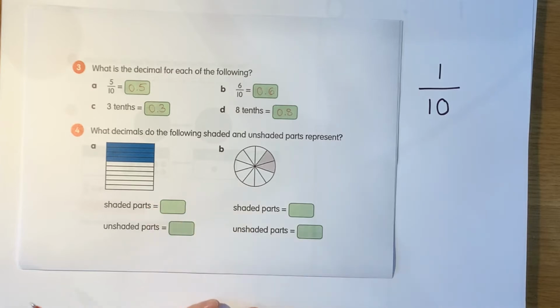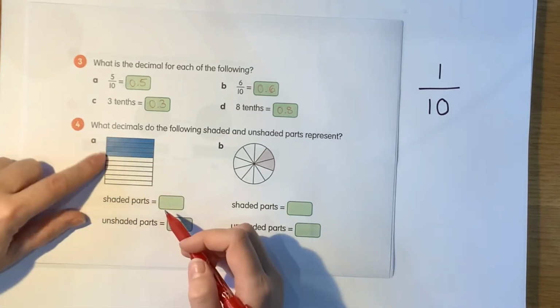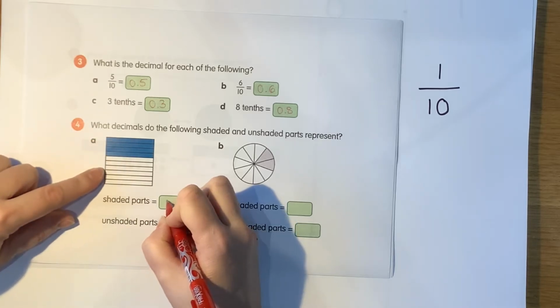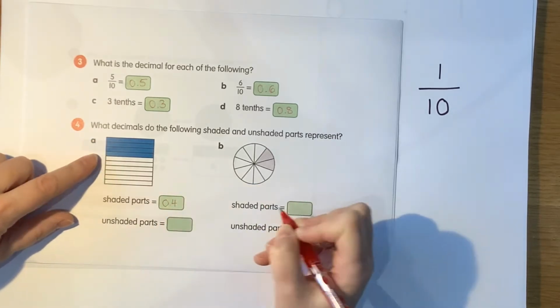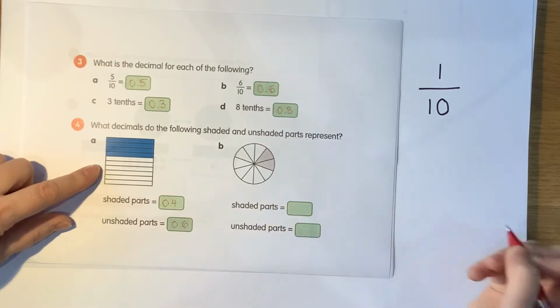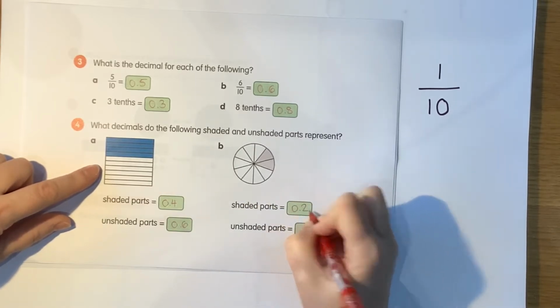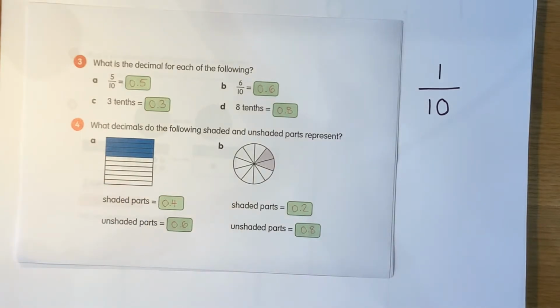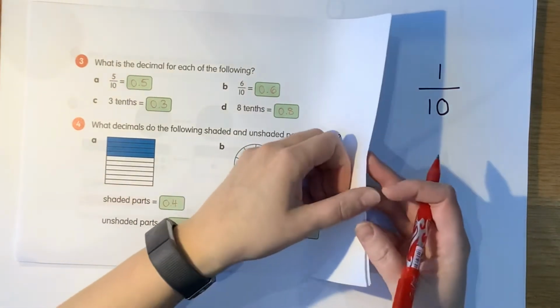Okay, let's have a look at number 4. So shaded parts, I've got 10 equal parts here. So it's going to be 4 out of 10 or 4/10. That must mean that there's 6/10 not shaded. And we've got 0.2 shaded and 0.8 unshaded. Hopefully you got on with that with no major problems.